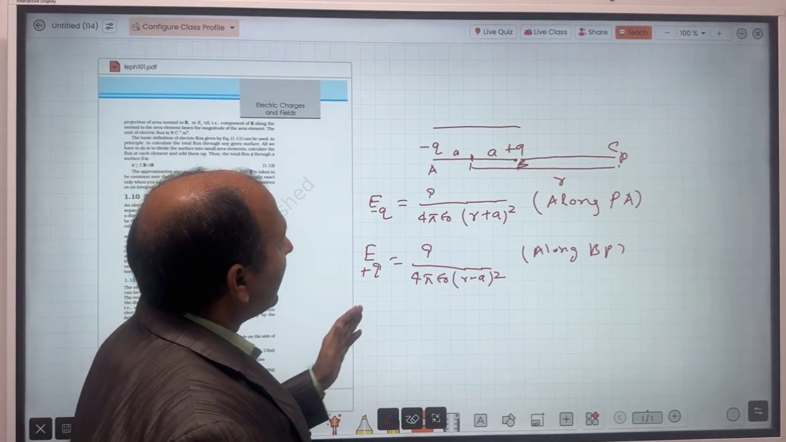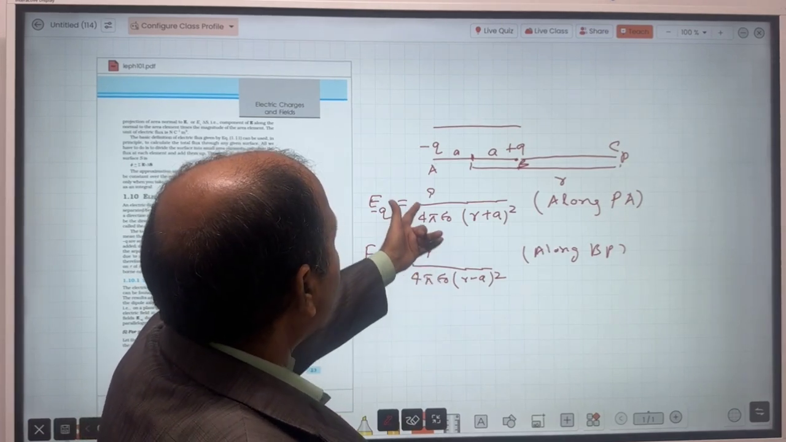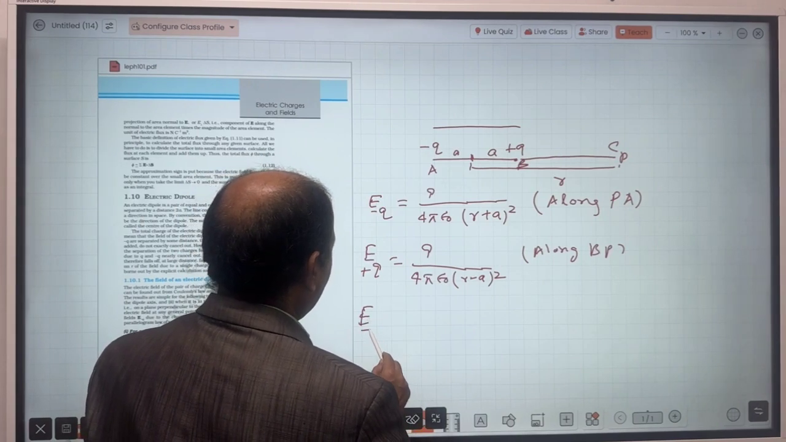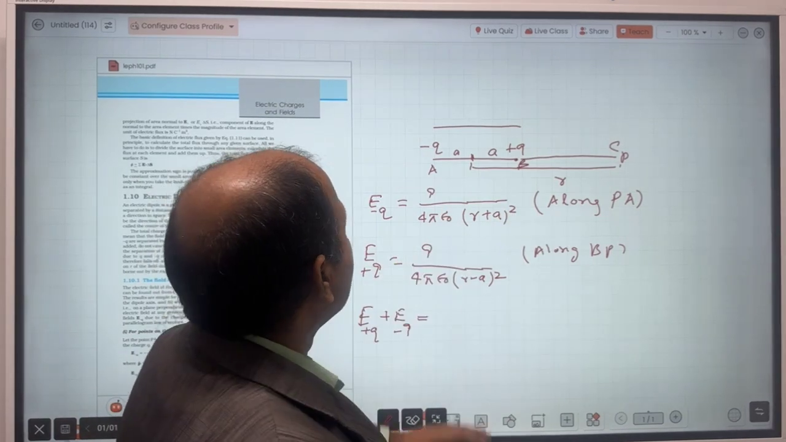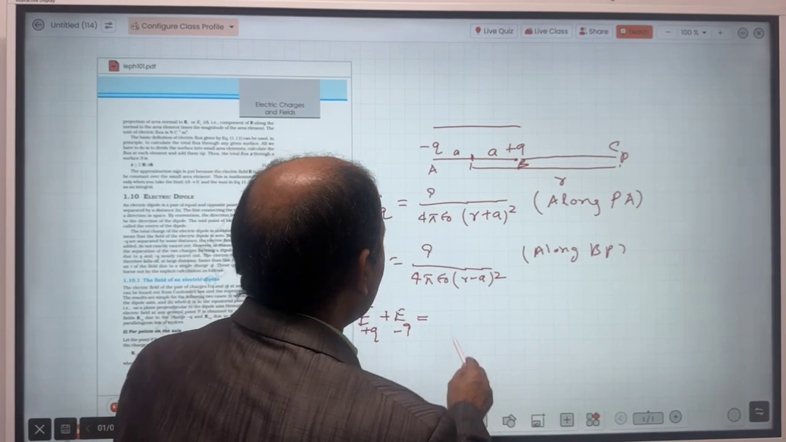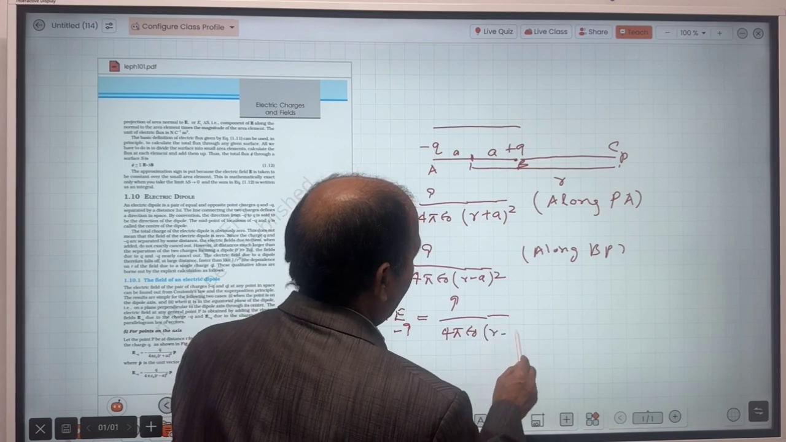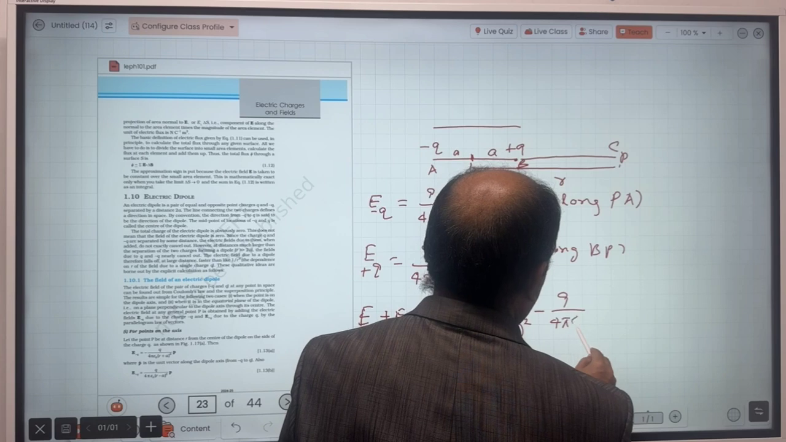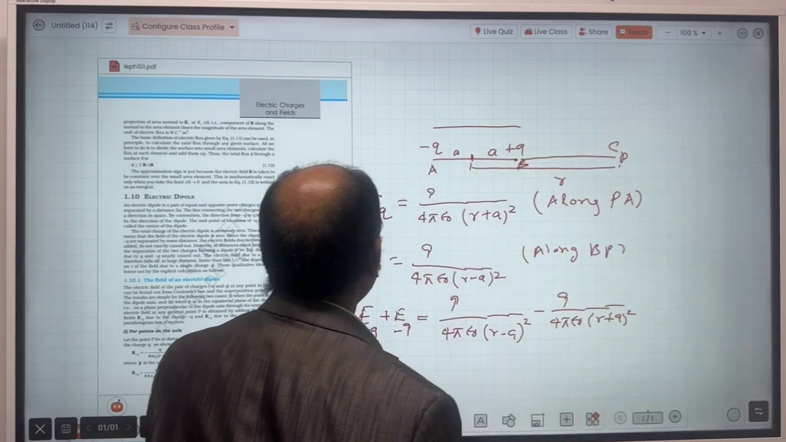Now, the net field. Which one is larger? This is larger than this. So the net field will be the sum of the two, E plus Q plus E minus Q. But here the directions are opposite, so we have to keep this negative. So Q upon 4 pi epsilon naught R minus A whole square minus Q upon 4 pi epsilon naught R plus A whole square. Now let's simplify.